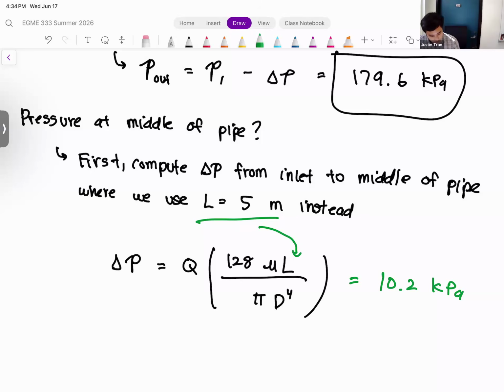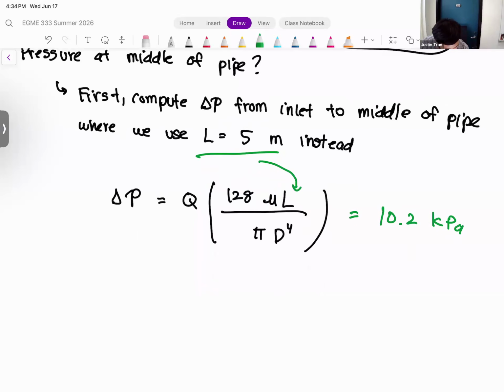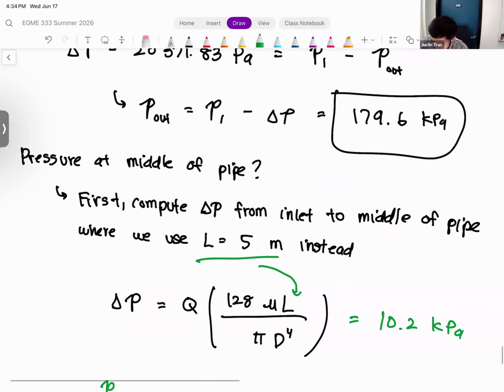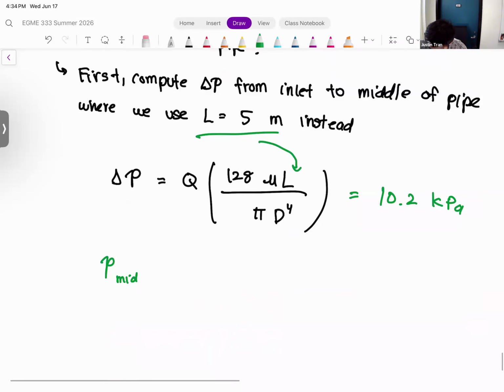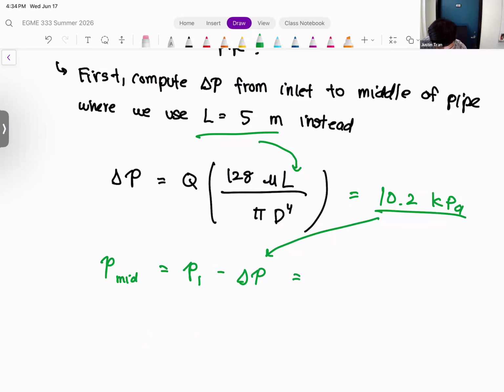And then to compute the pressure at the middle, we're just going to use the same formula that we had here. So pressure in the middle is going to be P1 minus delta P that we just computed right here. And so pressure at the middle is going to be 189.8 kilopascal.